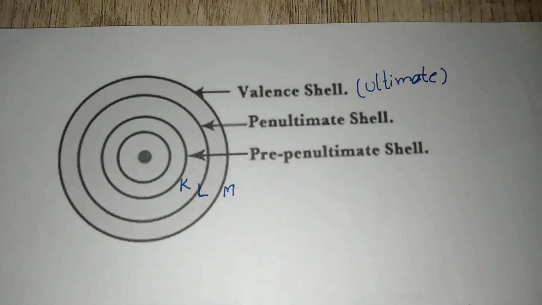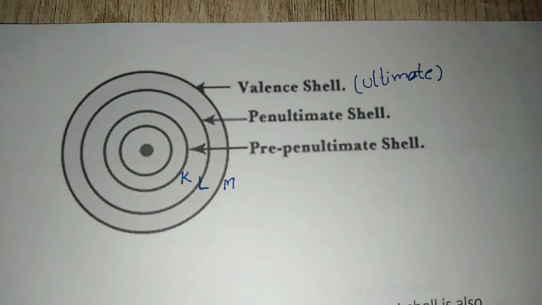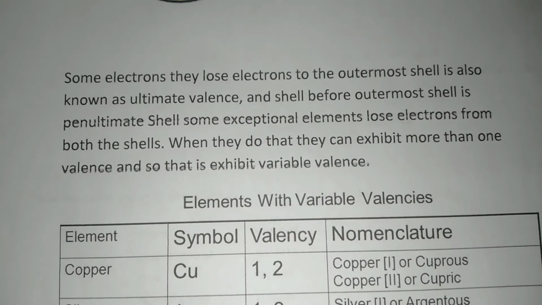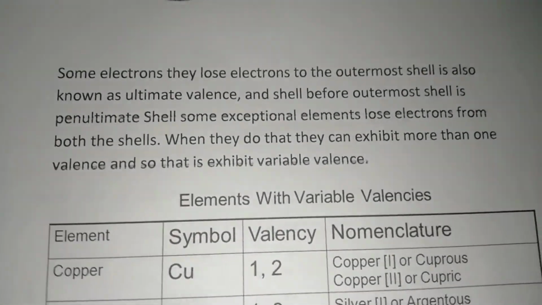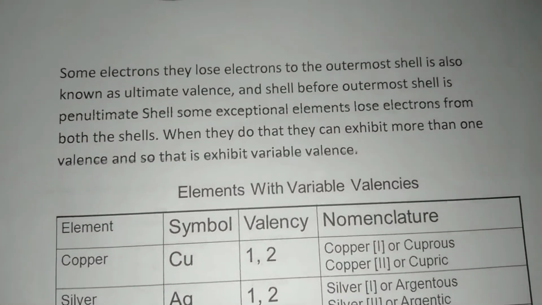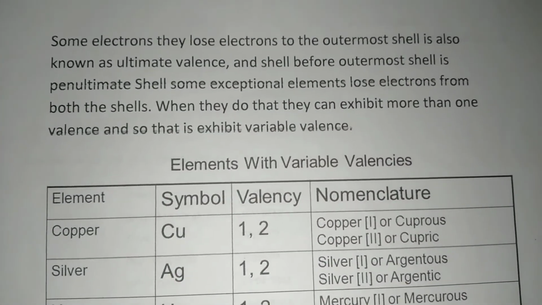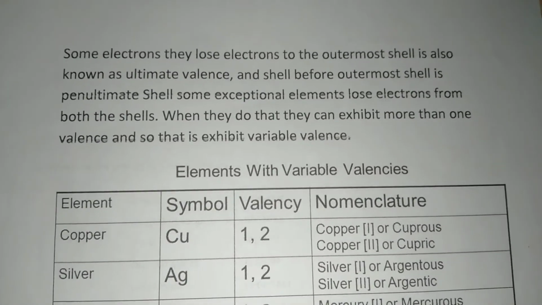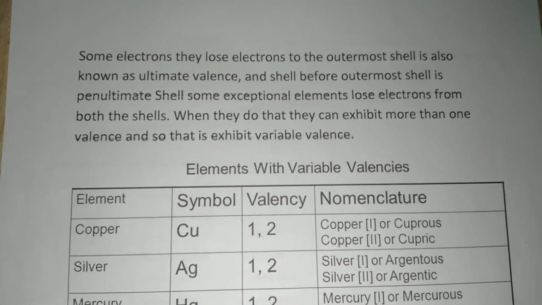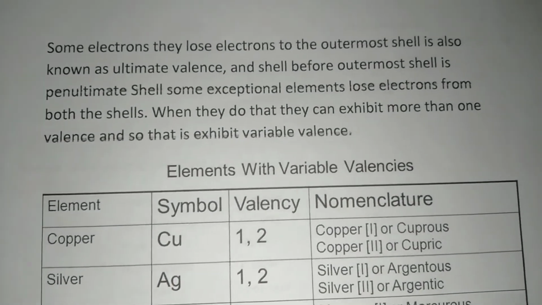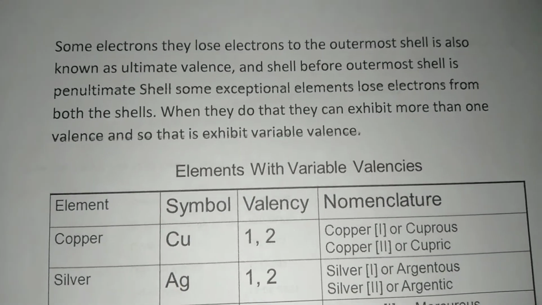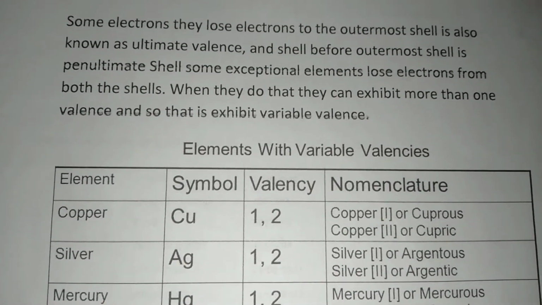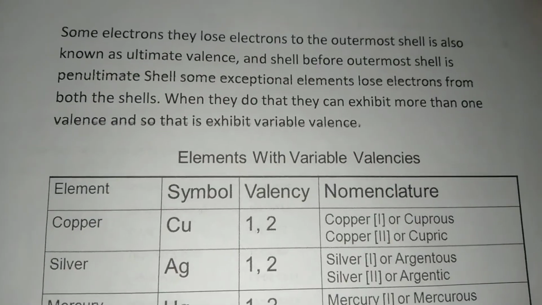Valency shell or ultimate shell, penultimate shell, pre-penultimate shell: K, L and M. The outermost shell is also known as the ultimate or valency shell, and the shell before the outermost shell is the penultimate shell. Some exceptional elements lose electrons from both shells. When they do that, they can exhibit more than one valency, so they exhibit variable valency.